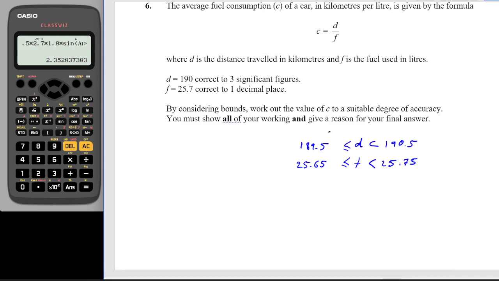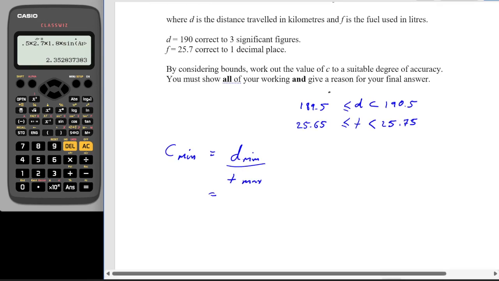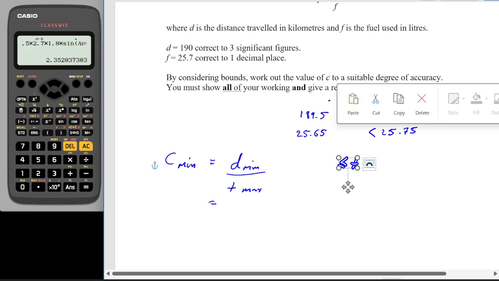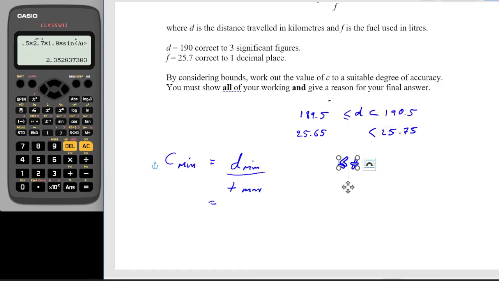So if I look at my C minimum, my minimum C value is going to be found by taking my minimum D value and dividing it by my maximum F value. Sorry, I've got that the wrong way around. Make sure I've got these the right way around.